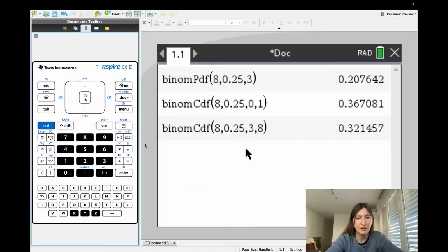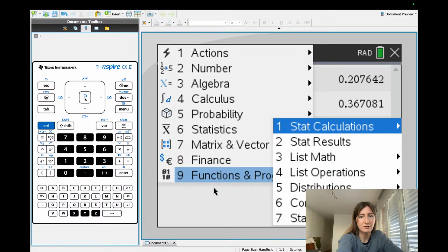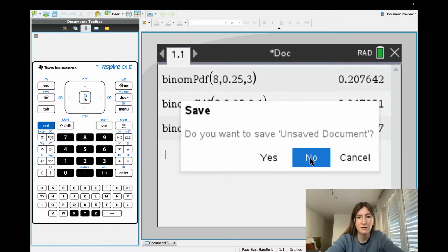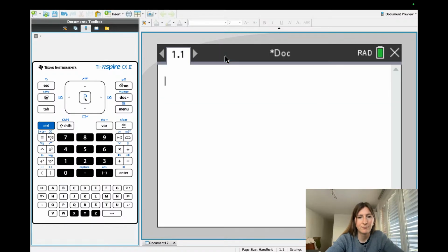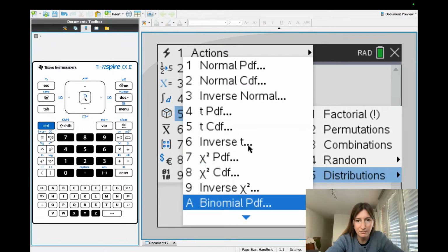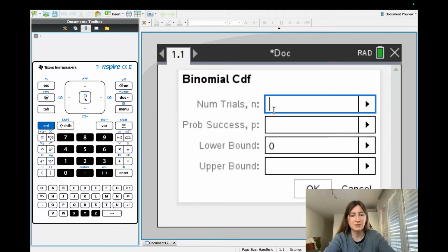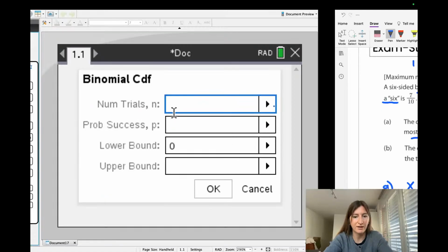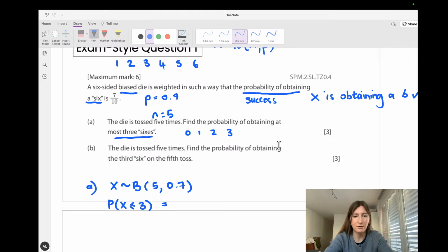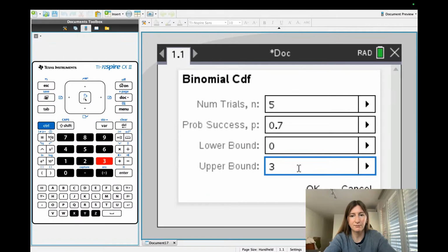Let's go to our calculator again. Let me actually just clear these from the previous question to not confuse ourselves. A new document. All right, probability distributions. I could have also typed it if I want, but I prefer just to write it. So number of trials. We had 5 trials. Probability of success was 0.7. Lower bound, we wanted less than or equal to 3. So we want from 0 to 3.